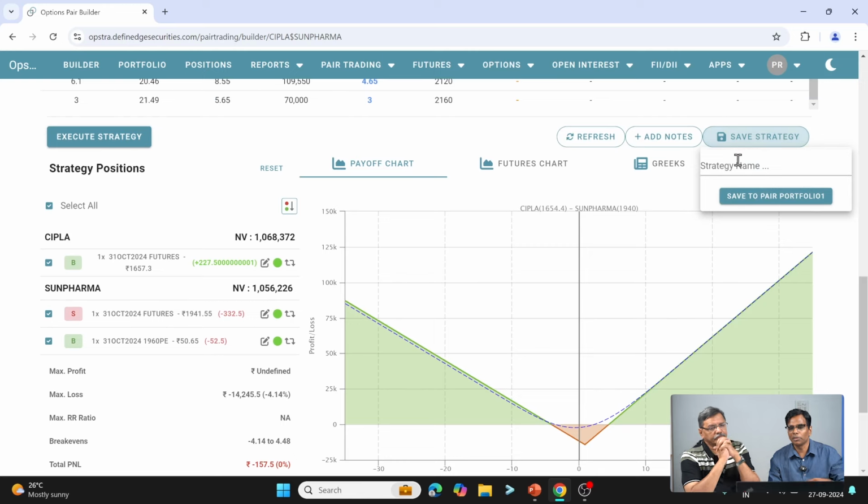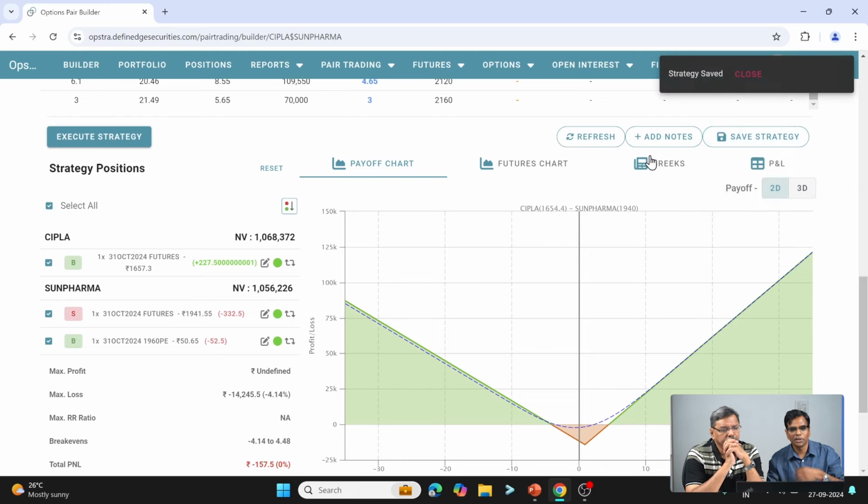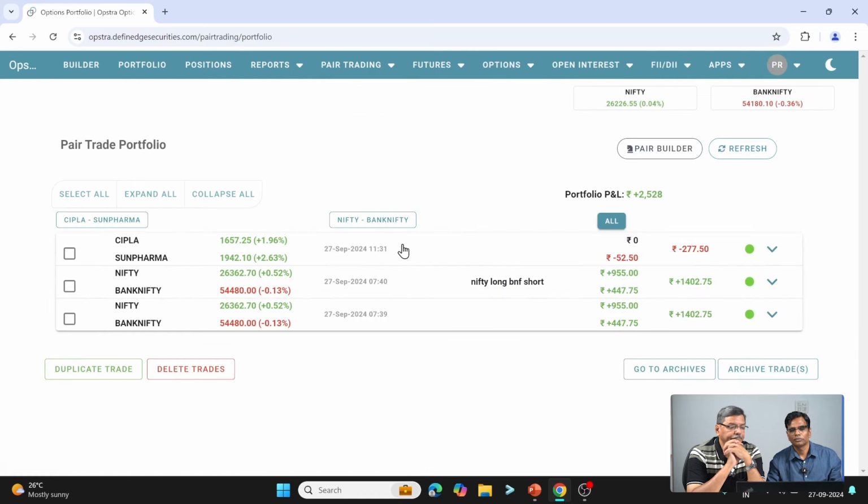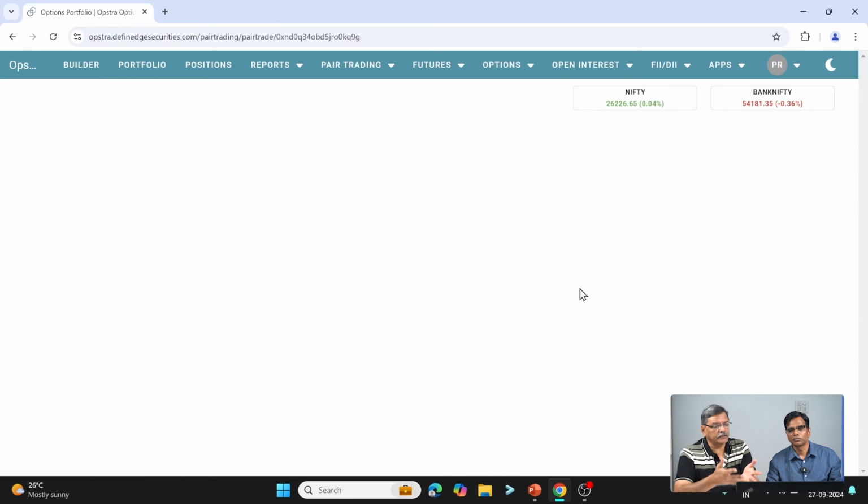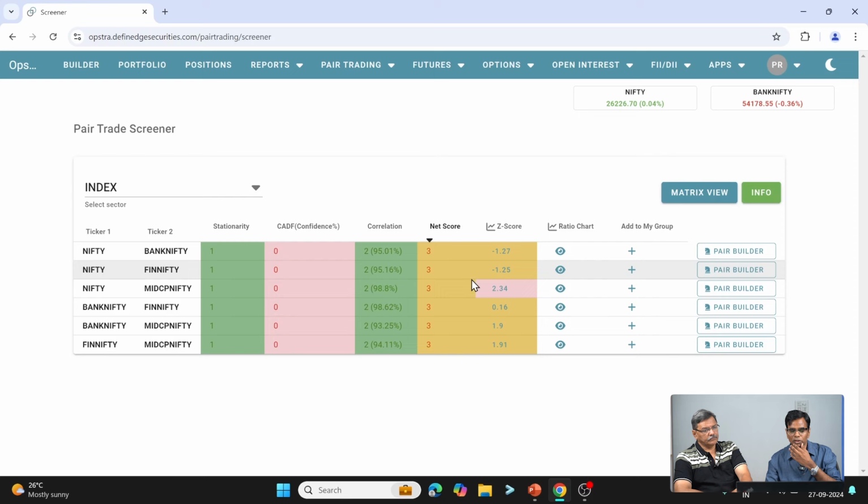So that's how we are going to do it, and then you simply save it. Okay, Cipla and Sun Pharma strategy like that. So you simply save it, and then you can go and look in your portfolio. It is saved, and you can come back and check. This is like any option strategy. Yes, exactly. So this is how you are going to use the pair trading strategy.